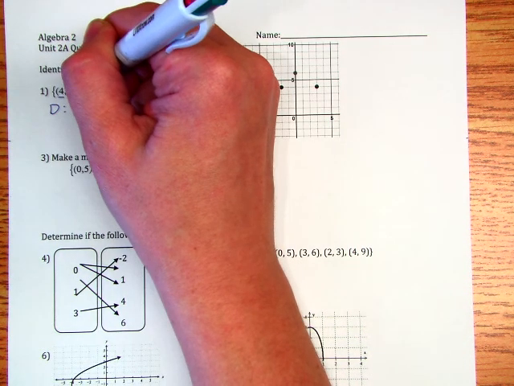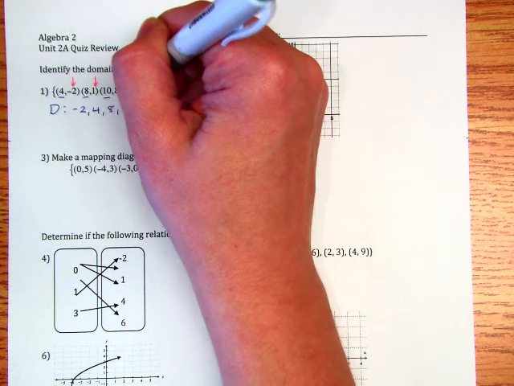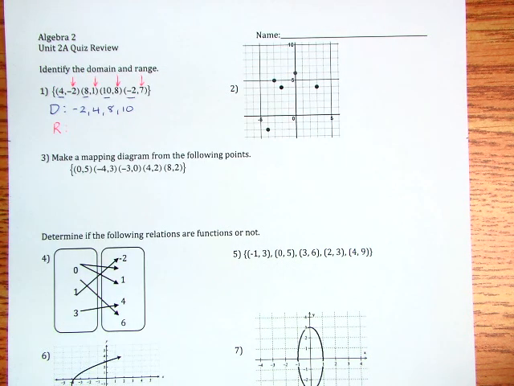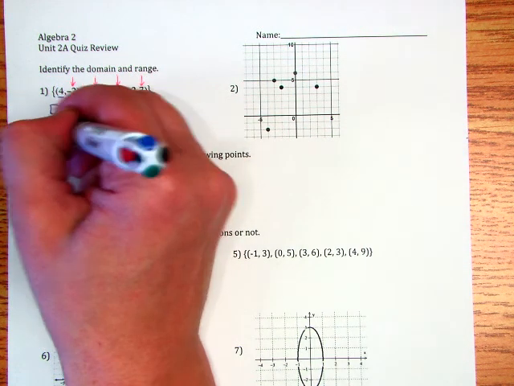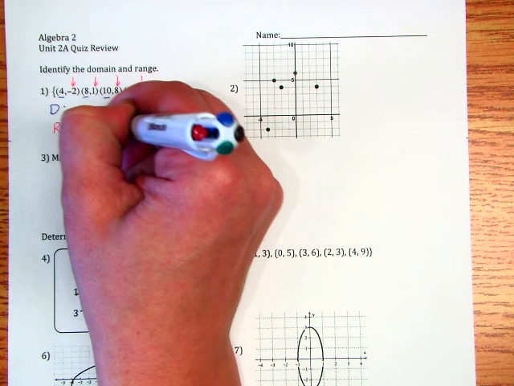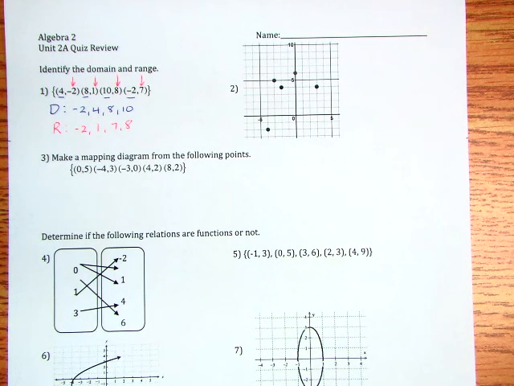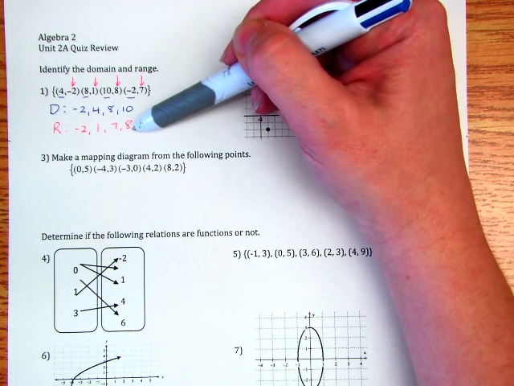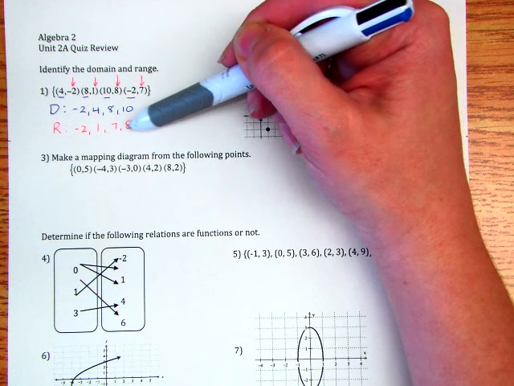1, 2, 3, 4. Please remember we don't repeat values. We write them from least to greatest. So again, -2, 1, 7, and 8. Remember, when we say repeating values, I can have a domain of 8 and a range of 8. I don't want to have two 8s written next door to each other within the range.